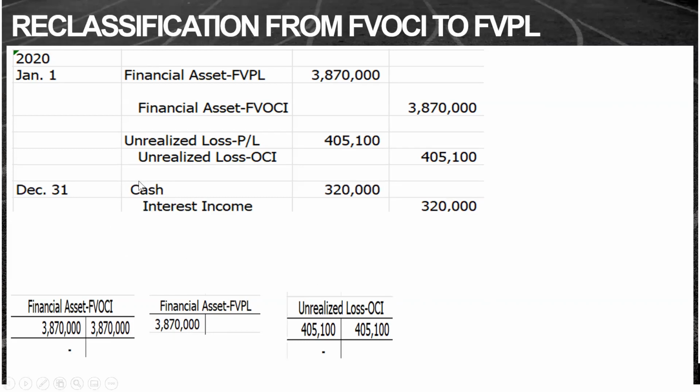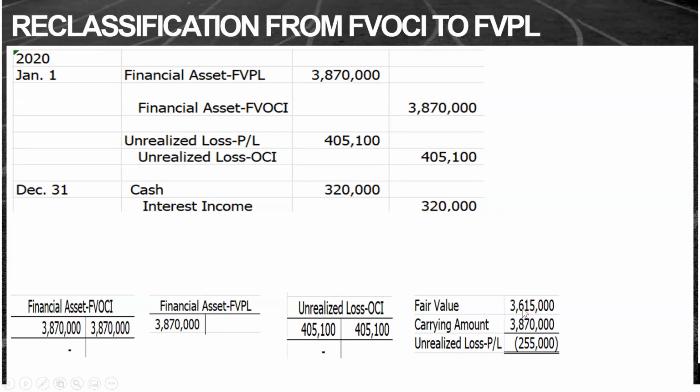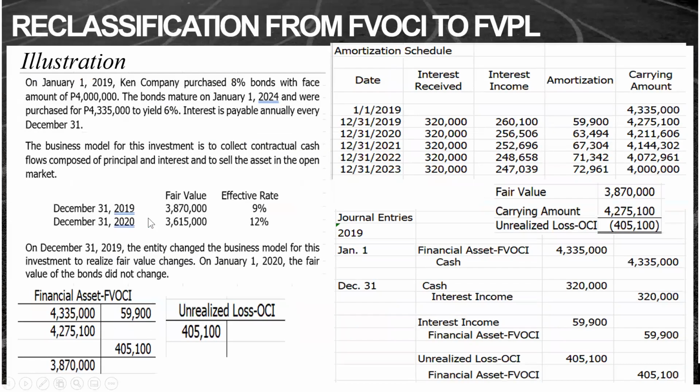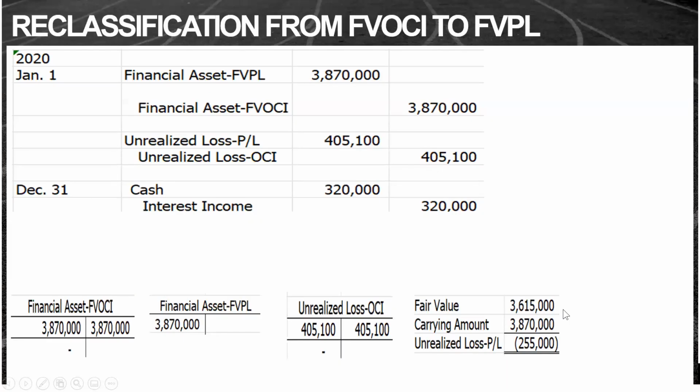So next would be the interest payment date. This is the interest that we will receive, again 4 million times 8%, so we have 320,000. After that, we compare our carrying amount with the most recent fair market value. According to the problem, our fair value as of December 31, 2020 is 3,615,000.